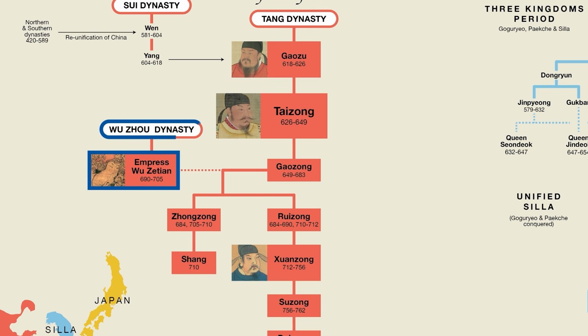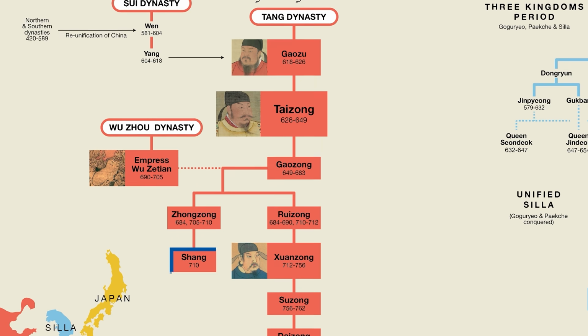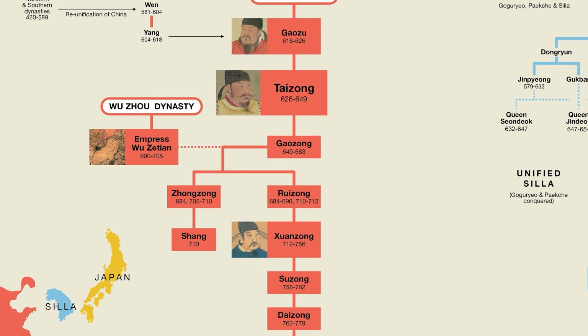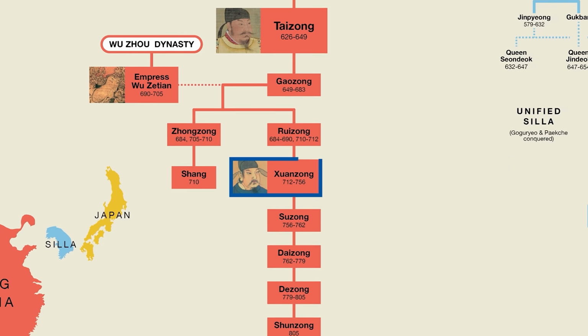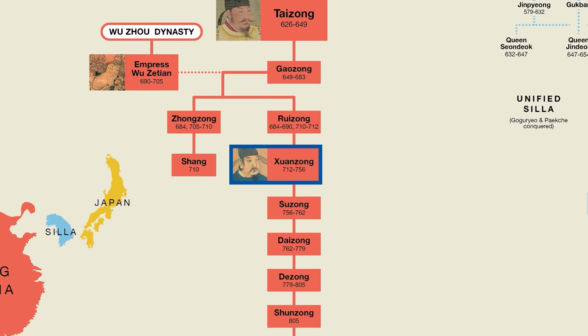But eventually, Wu Ziqian was deposed, with both Zhang and Ruizong once again serving as emperors, as well as Zhang's son, Shang, for just 17 days. After all this back and forthing, the throne finally settled on Ruizong's son, Xuanzang, who had a nice long reign of 44 years, which is when the Tang dynasty reached its peak.